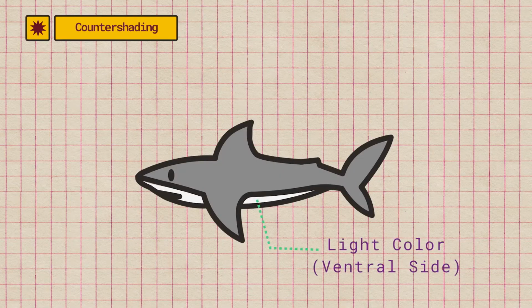So this is why sharks are light on the ventral side, which is the bottom, and dark on the top, which is called the dorsal side. Besides camouflage, sharks use other techniques to find their food.